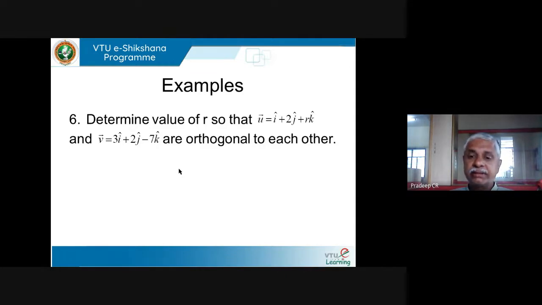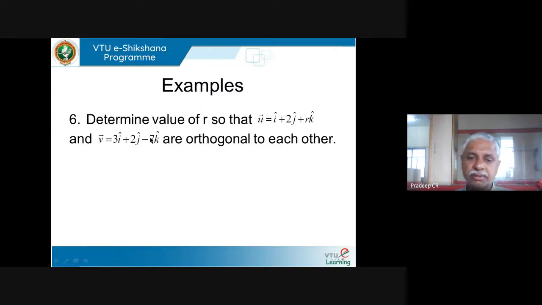So let us see one more problem. This is a very common kind of problem in VTU exams. Determine the value of r so that u given by this, where you see the k component has an r in that. u is i plus 2j plus rk. So they haven't really told what u is because they asked you to find it. And v, which is given completely, they are orthogonal to each other.